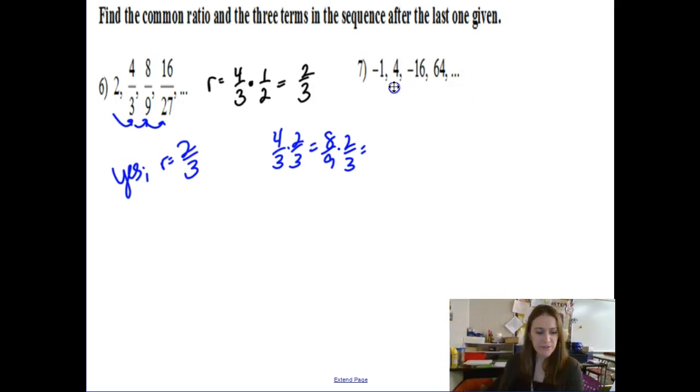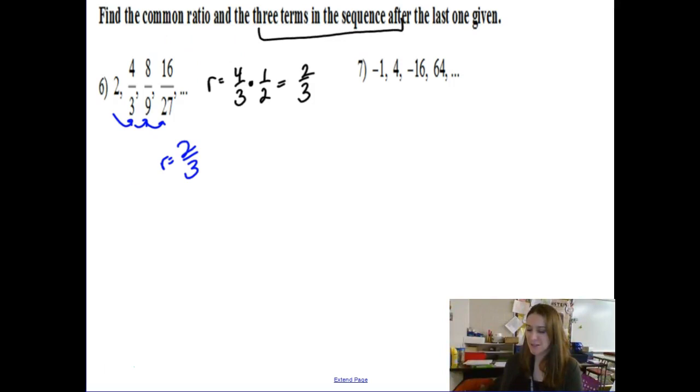Alright, let's check out 7. Oh, read the directions, Abruzzo. Find the common ratio. They already told me it was that. So silly. I didn't have to do all that work. My bad. And then find the next 3 terms of the sequence. So we're just going to keep multiplying the next term by 2/3. So let's see, the next term would be, oh boy.